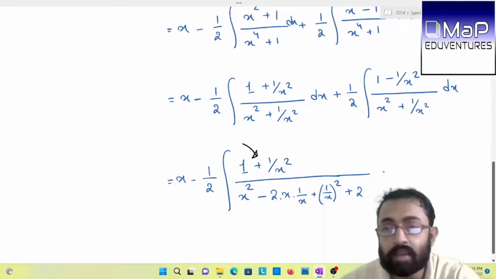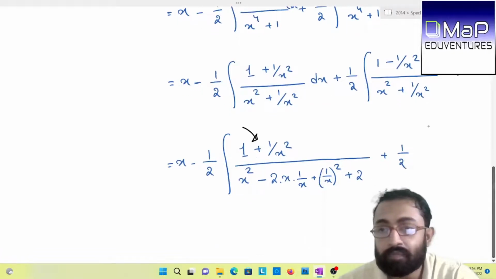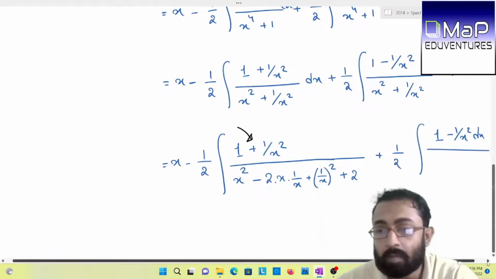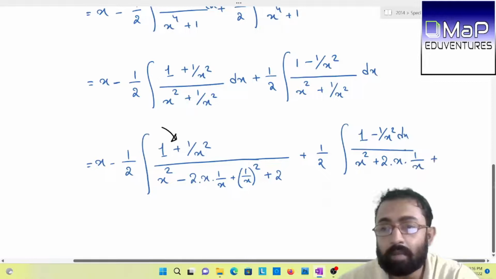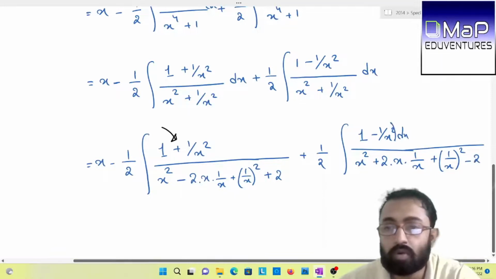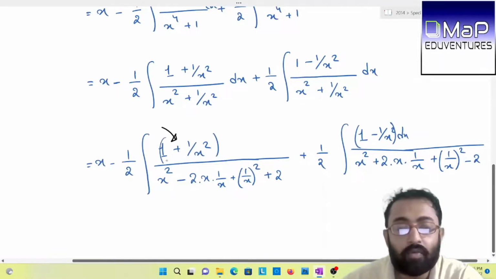Similarly, in the second integration, plus half of integration, the numerator will remain unchanged, and in the denominator you will write x squared plus 2 times x into 1 by x, plus 1 by x squared, and now remove that 2, so minus 2. Okay, so that's it. We have the form.